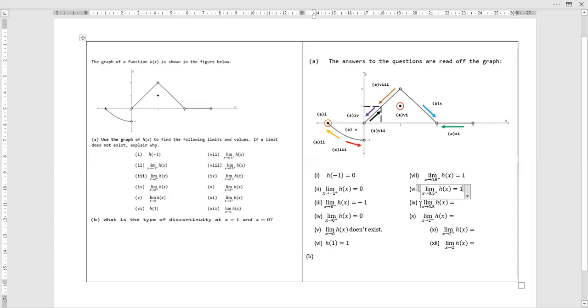So now question 9 is asking, what is the limit of h of x as x approaches 0.5? So for this limit to exist, the limit from the left side and from the right side as x is approaching 0.5 must be equal, of which we can see from 7 and 8 above that they are equal. Therefore, that limit is 1.